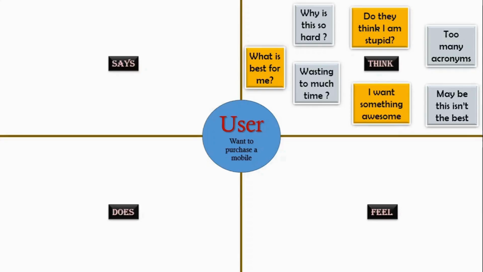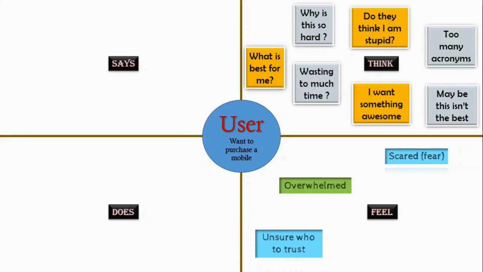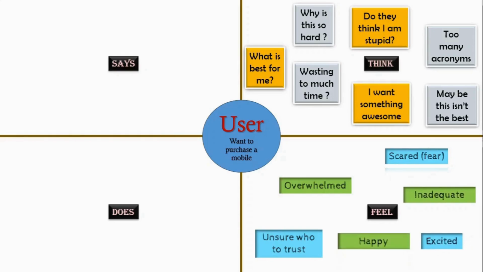Now comes the next quadrant, that is the feel quadrant. While searching, the user may feel overwhelmed, maybe unsure who to trust, maybe sometimes scared or fearful, excited, inadequate, or happy, right? Ultimately, it is the choice of the user what they are feeling while they want to purchase a mobile.